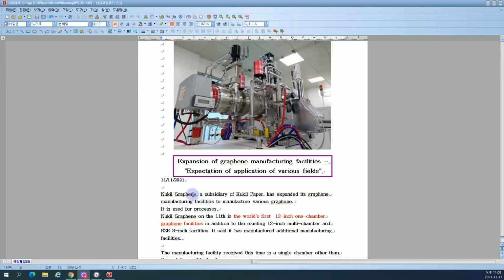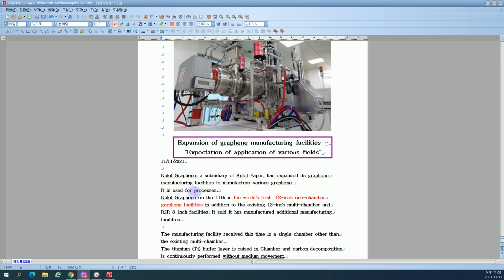11 November 2021, expansion of graphene manufacturing facilities, expectation of application in various fields. Kugelgraphene, a subsidiary of Kugel Paper, has expanded its graphene manufacturing facilities to manufacture various graphene. It is used for process.